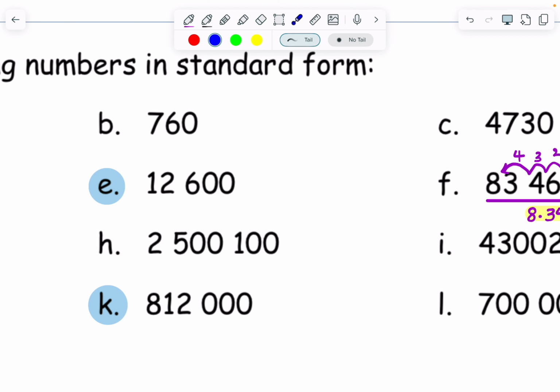Any answer? Okay, what are the answers? 1.26 times 10 to the power. Good job. Next one.